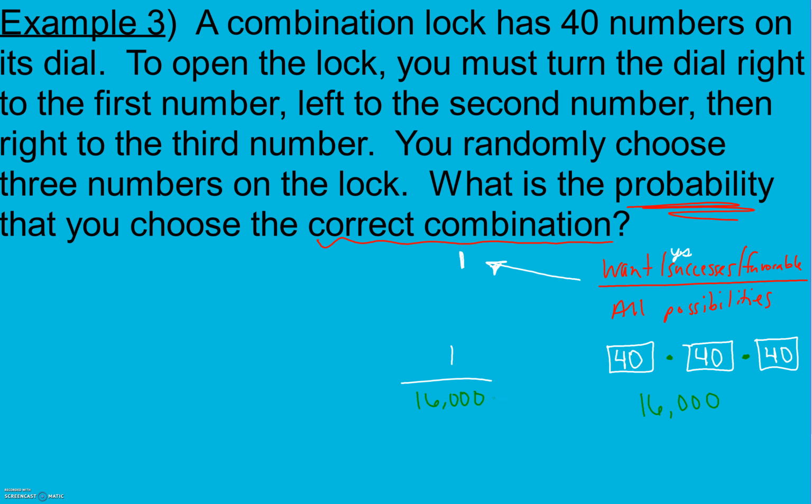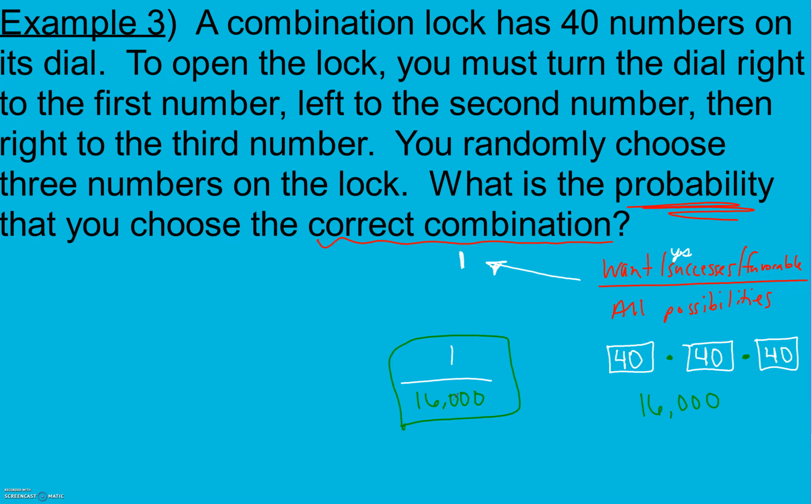So the probability that you would choose the right combination on your first guess, considering that it's completely random, it's not like somebody's birthday or something like that, is 1 out of 16,000. That doesn't mean that you couldn't guess it right the first time on accident, but your probability of doing that is 1 in 16,000, which means if you tried it 16,000 times, you would guess it right the first time once. And that's a theoretical probability. Remember that experimental probability could be a little bit different than that.